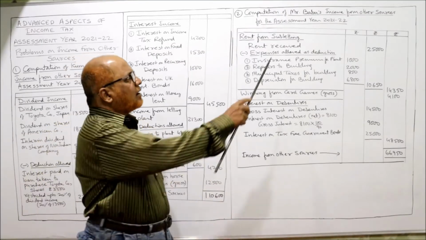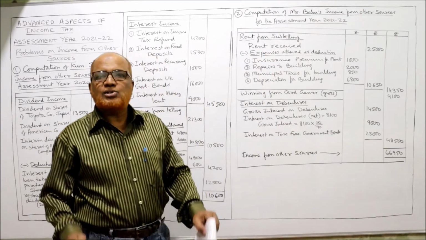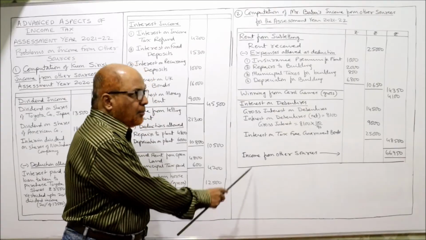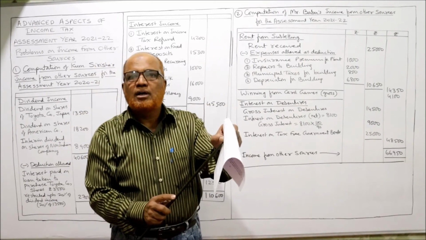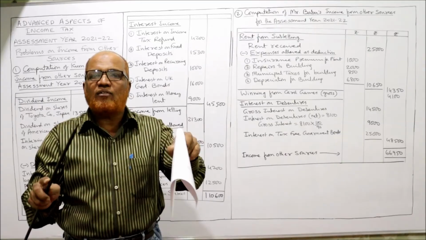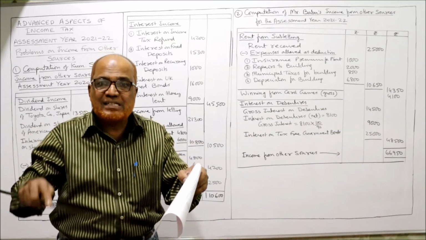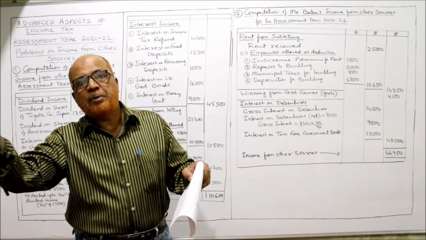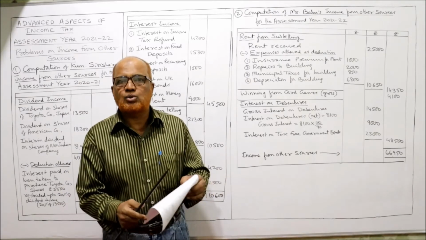We are required to calculate income from other sources. So simply you have to write a note here, below this solution. Profit from smuggling of sandalwood is a business income. It is taxable in PGBP, not in income from other sources.